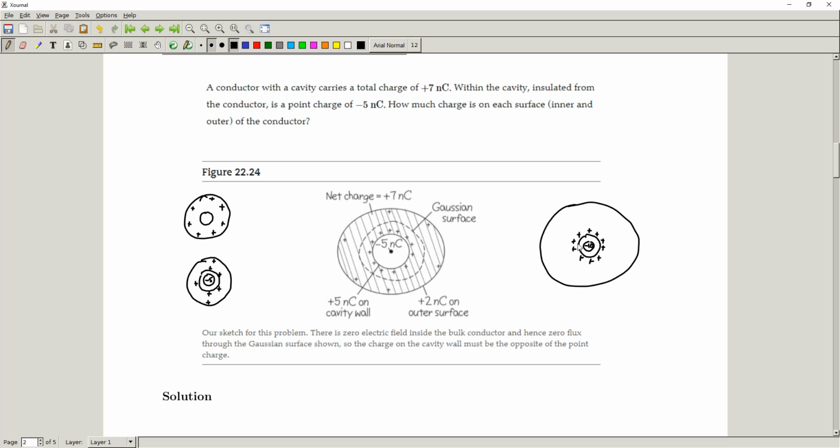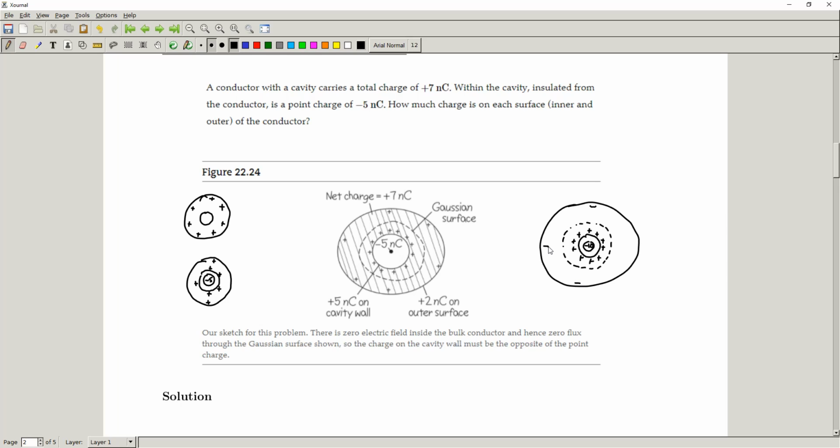So we would need a total positive charge of 10 nanocoulombs building up on this inner surface, so that when we wrap this in a Gaussian surface, the net charge enclosed is still 0, and we have no electric field being induced inside our conductor. But we only had a positive charge of 7 nanocoulombs, so we need to pull an additional positive 3 nanocoulombs from the conductor. That means we have a net negative 3 nanocoulombs remaining, so negative 3 nanocoulombs building up on our outer surface.